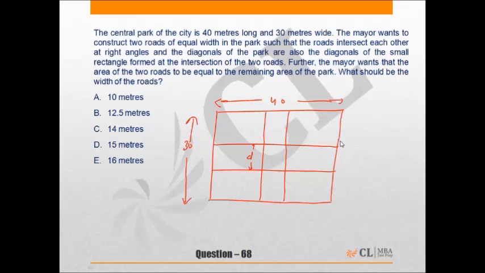And it is also known that the area of roads, or area covered by roads, is equal to the area of the leftover part in the central park. So if the breadth of these two roads is d, then the total area of these two roads will be 30 into d. This is the area of this part, or vertical road, plus the area of the horizontal road, 40 into d.